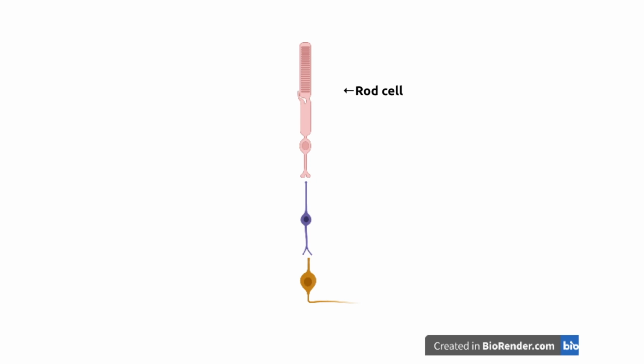Firstly, the rod cell is a light-absorbing photoreceptor cell in the retina. They are used in monochromatic vision and help us to see in low-light environments. They are also crucial in the generation of peripheral vision.